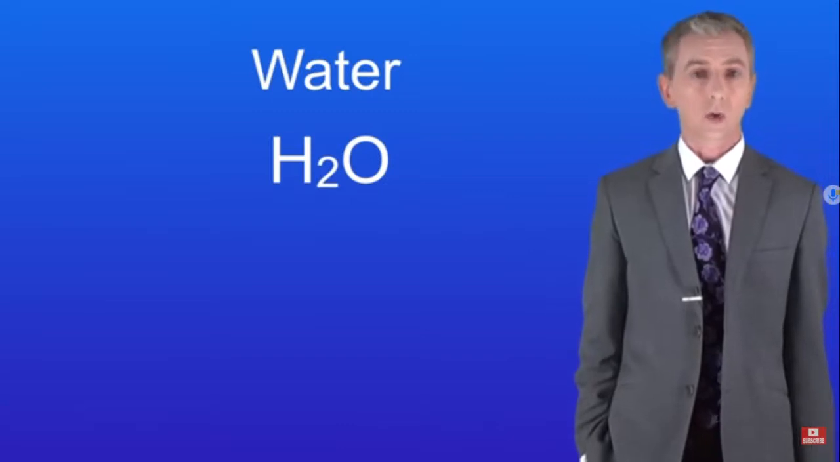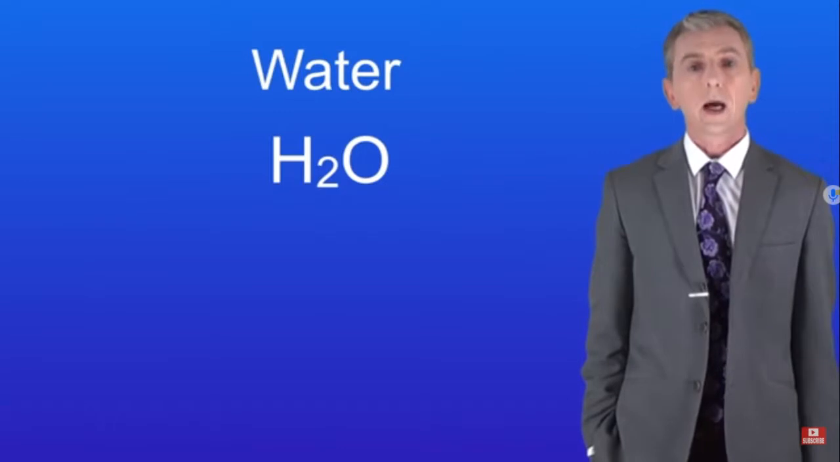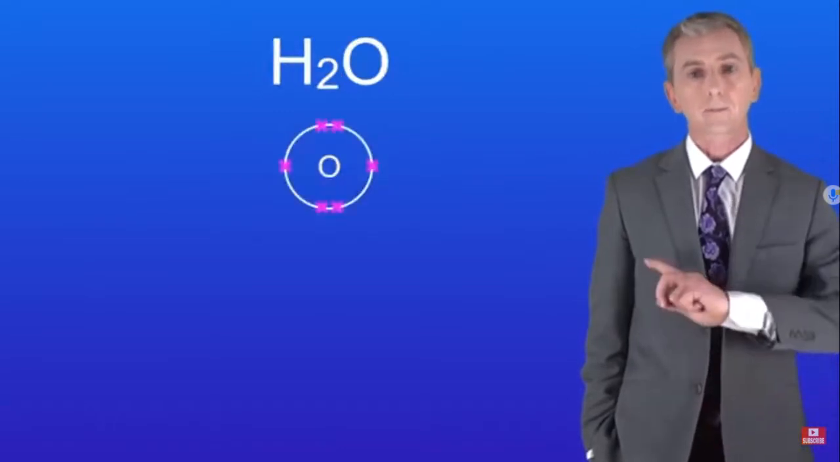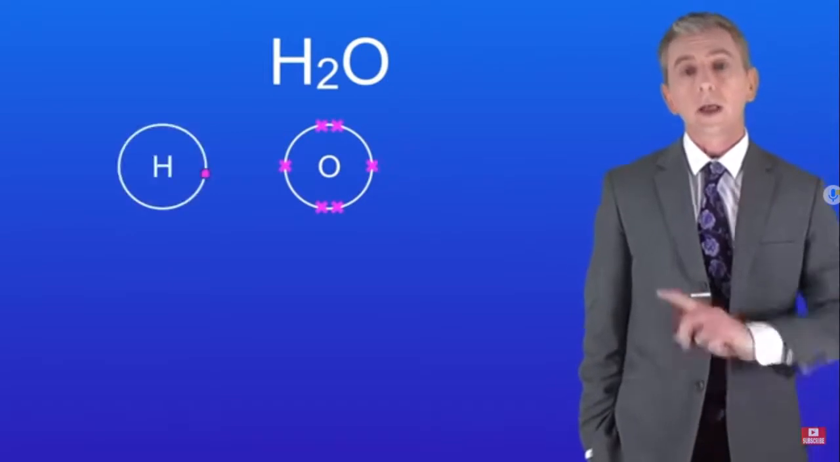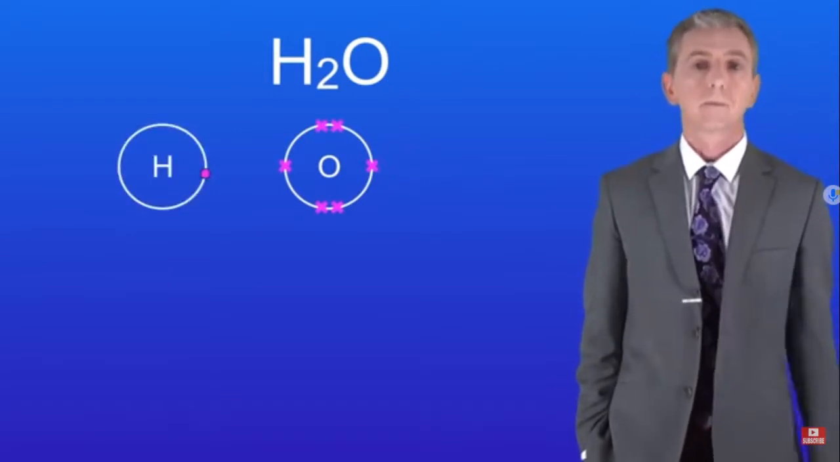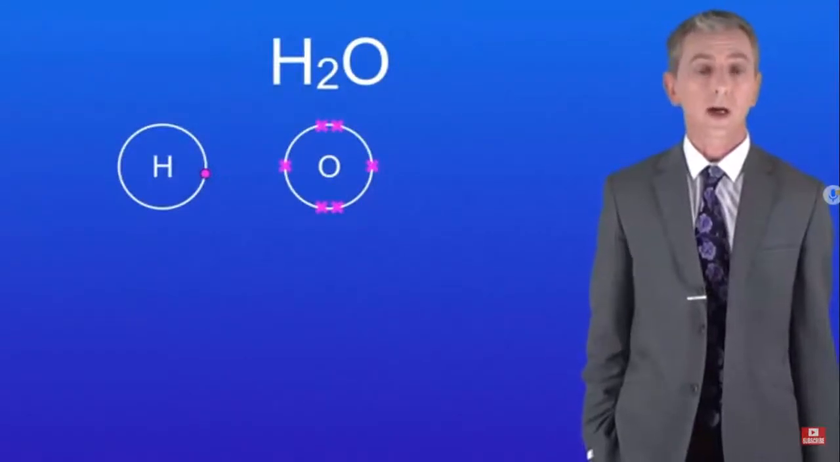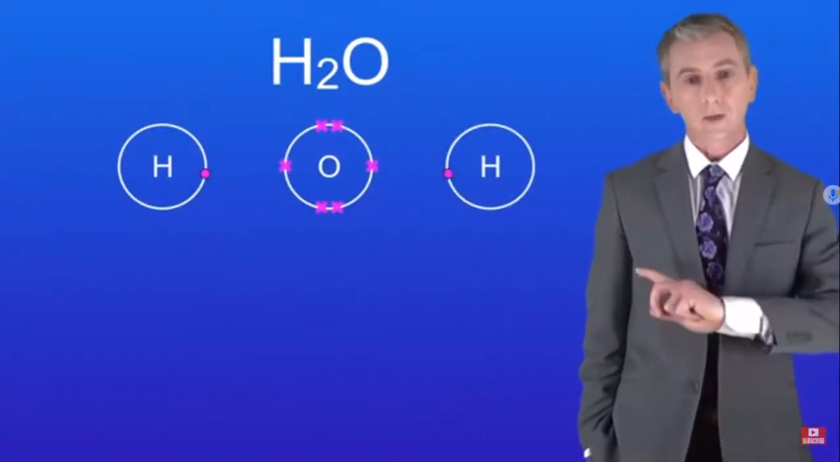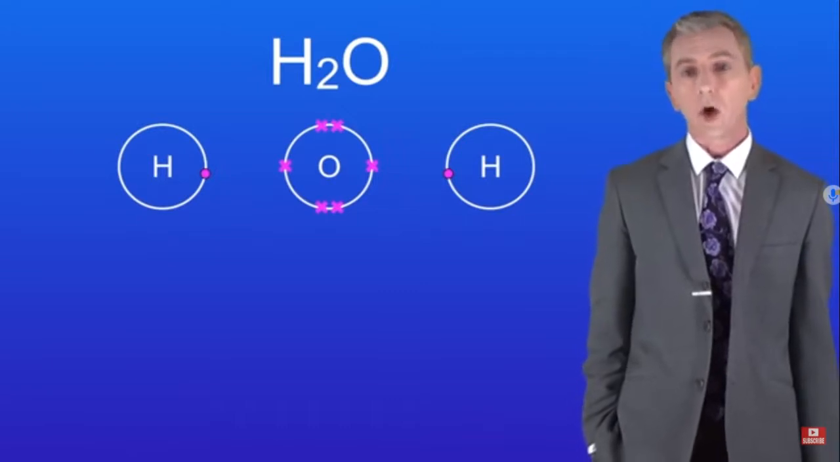Oxygen has 8 electrons in total, which means that it's got 6 electrons in its outer energy level. I'm showing you the oxygen atom here. Hydrogen only has 1 electron, so here's the hydrogen atom. Now the formula for water tells us that the water molecule contains 2 hydrogen atoms, so here's the second hydrogen atom. As you can see, both hydrogen atoms need 1 more electron to achieve a full outer energy level. However, the oxygen atom needs 2 more electrons.